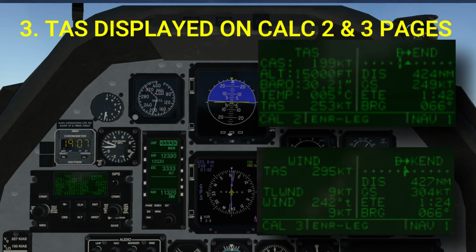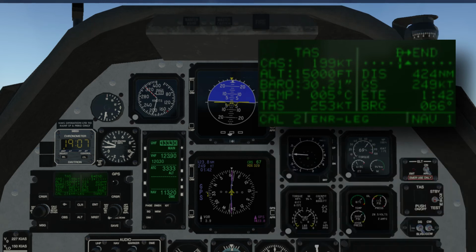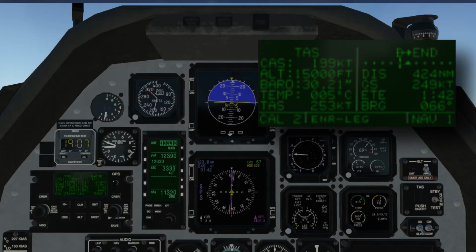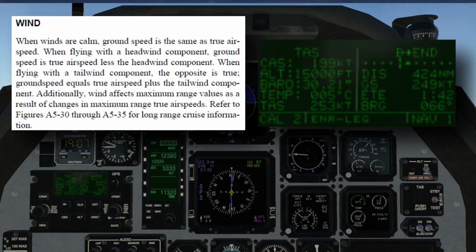Final note, true airspeed is not displayed in the T-6 without some pilot input. To figure out true airspeed, you have to input some data into CALC page 2 on the GPS. Seen here, start with inputting your calibrated airspeed. Refer to page P3 of the abbreviated checklist to convert indicated to calibrated. At cruise airspeed, calibrated is 3 to 4 knots more than indicated. Next, input your altitude, altimeter setting, the outside air temperature, not IOAT, and then true airspeed will be displayed on the bottom line. When winds are calm, ground speed is the same as true airspeed.